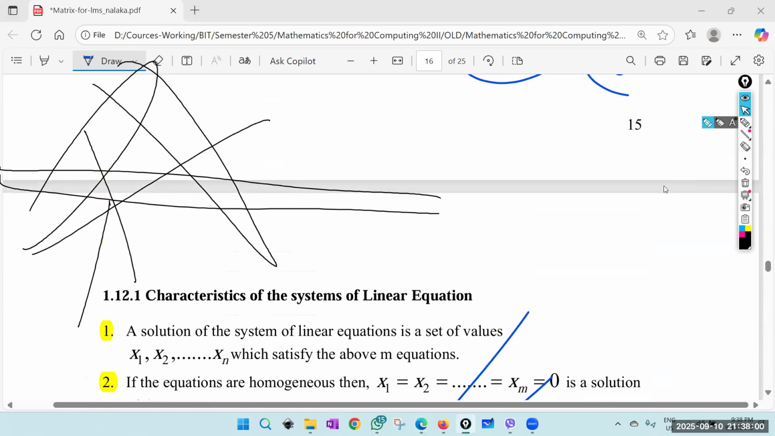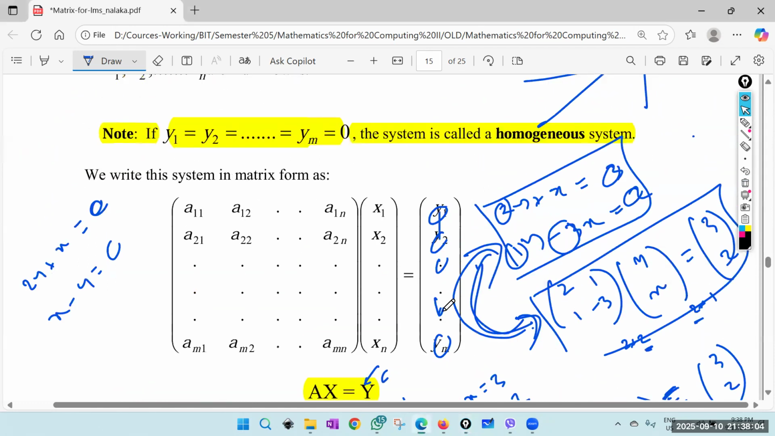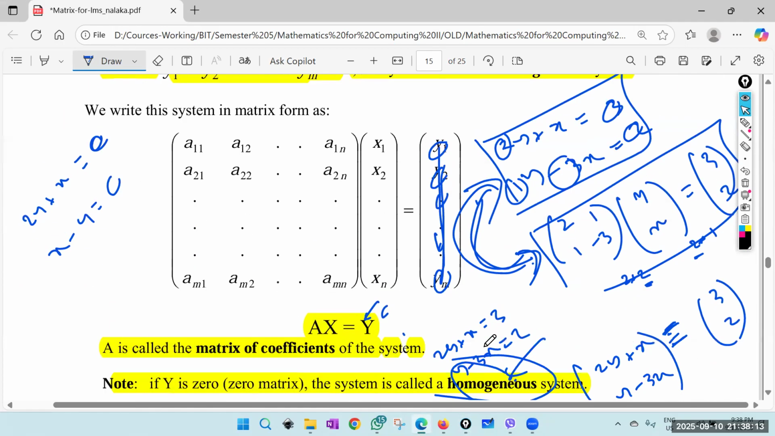And if a system is homogeneous, that means all these values are zero, right? Homogeneous, then it can't be inconsistent, because at least one solution is there. Okay.